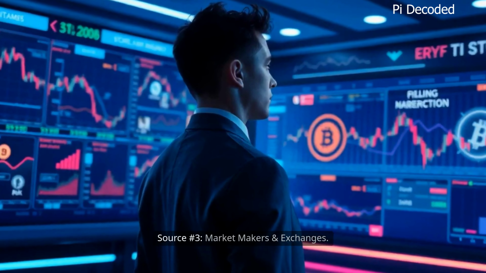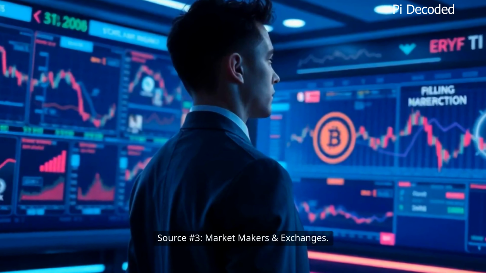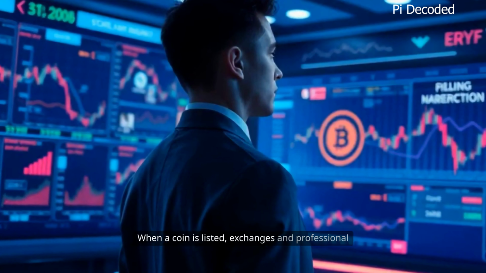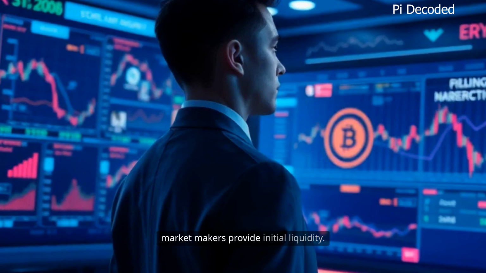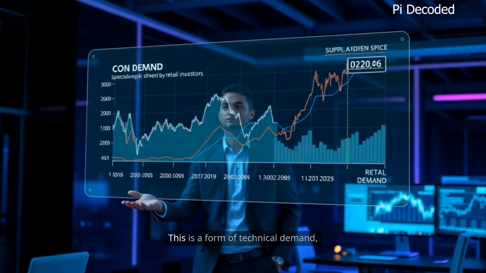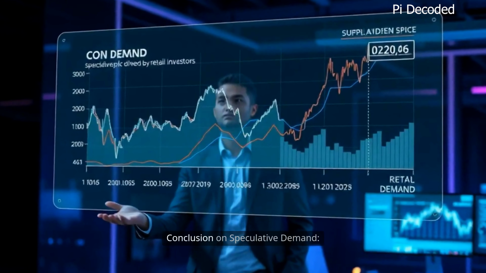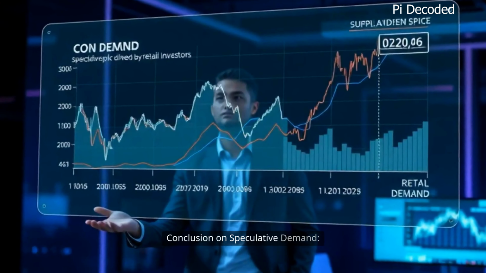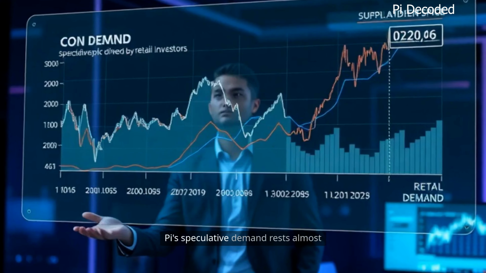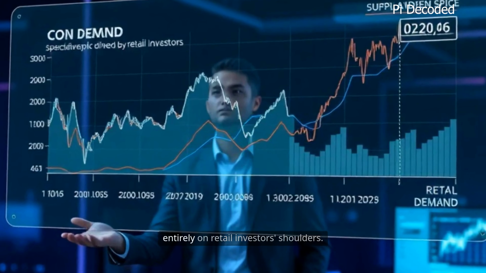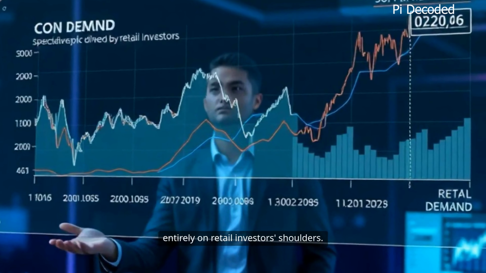Source number 3, market makers and exchanges. When a coin is listed, exchanges and professional market makers provide initial liquidity. This is a form of technical demand, but it is not real investment. Conclusion on speculative demand. Pi's speculative demand rests almost entirely on retail investors' shoulders.